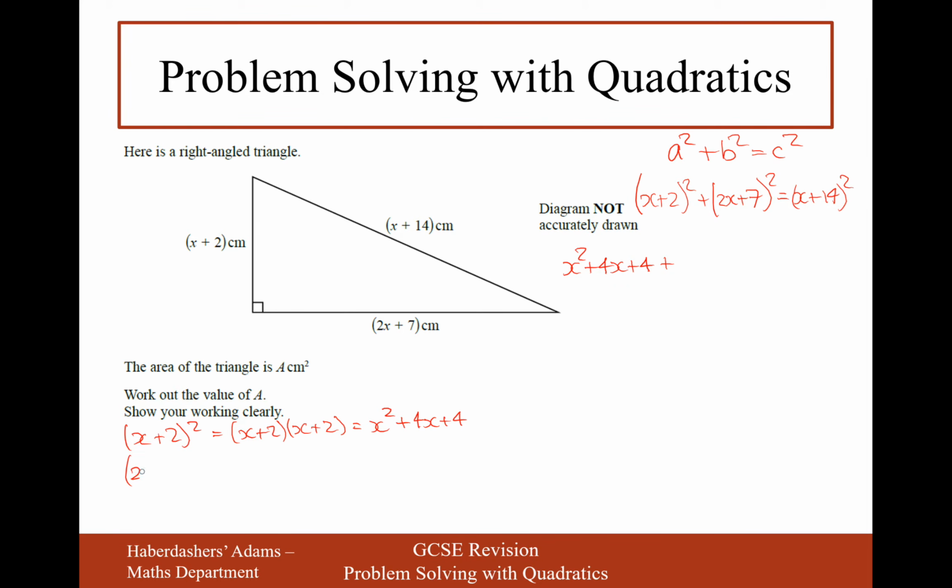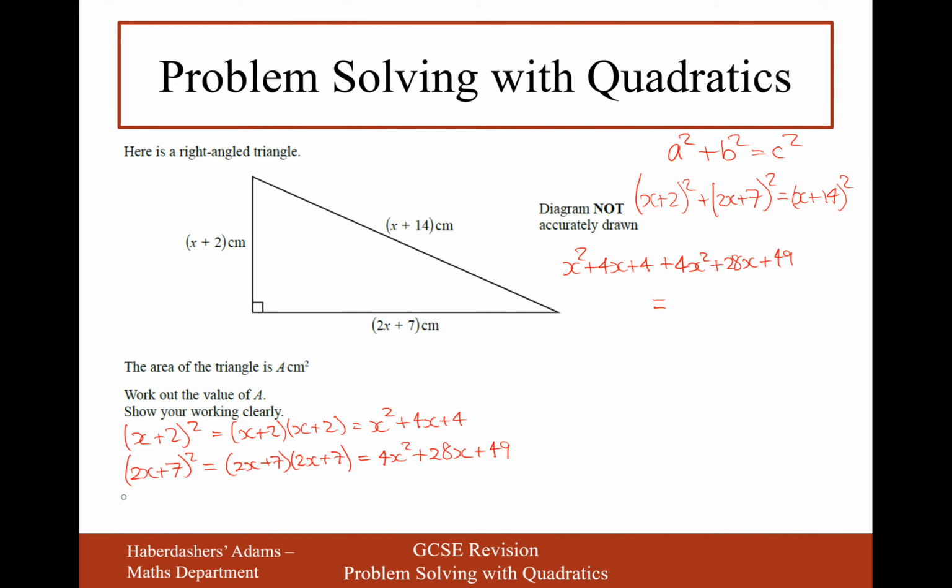Plus, and then the (2x + 7) squared. So the way you do that is you expand the double bracket of (2x + 7)(2x + 7). So it's going to be 4x squared, and that would be 14 plus another 14, so that would be 28x, and 7 times 7 is 49. So it's 4x squared plus 28x plus 49.